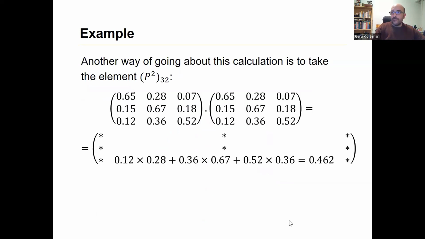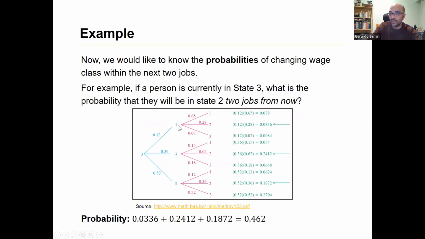Another way of doing that is just taking, this is where the very interesting math starts happening. I can just take the square of the matrix, the transition matrix multiplied by itself, and take element 3, 2, which means transitioning from 3 to 2. In this case, because it's squared, it's in two steps. And I get the same result that I just got doing the tree.